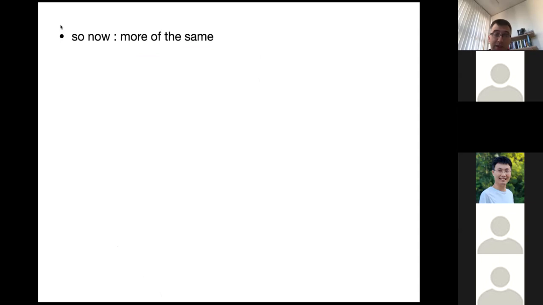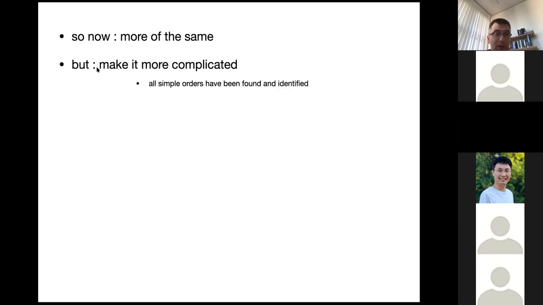Okay, so this is the key idea, and essentially what we have to do now is more of the same, but for different models, not for the Ising model. Unfortunately, we have to make it more complicated because all simple orders have been found and identified in physics. So if you want to find something new, it has to be more complicated than the Ising model. And unfortunately, it has to be a lot more complicated.